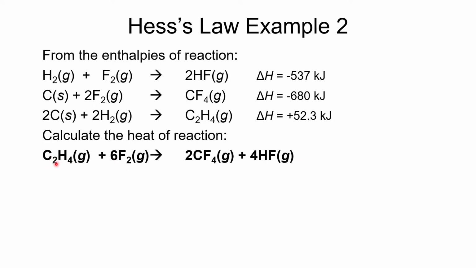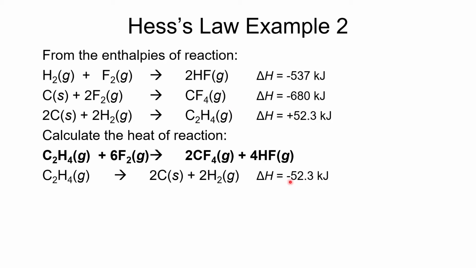All right, so C2H4, we look, which equation is that in? Well, that's in the third equation. So we're going to take that third equation. You'll notice that it is the correct number. We've got 1 there, but it's not on the correct side. That means that we need to take that third equation and turn it around. And when we turn it around, of course, we're going to change the sign of delta H. So now we've got negative 52.3.